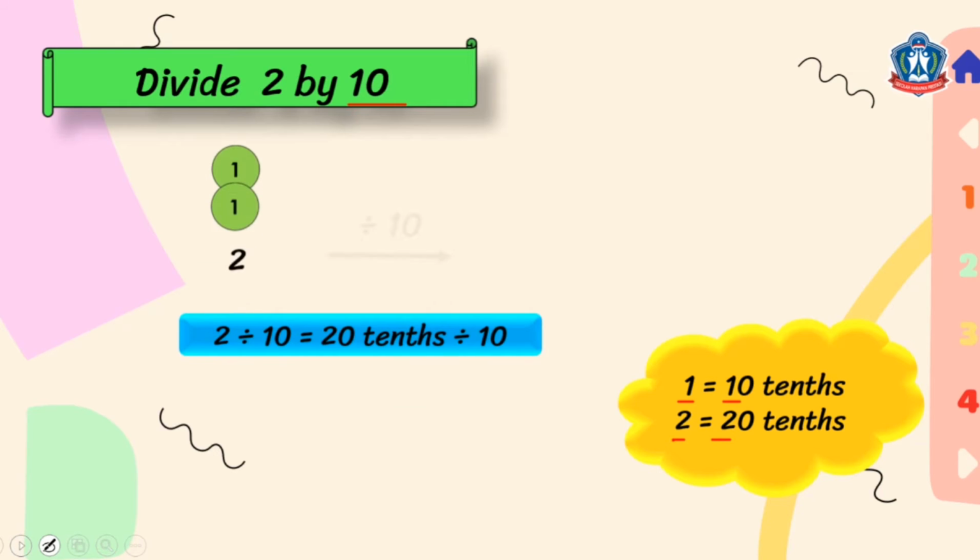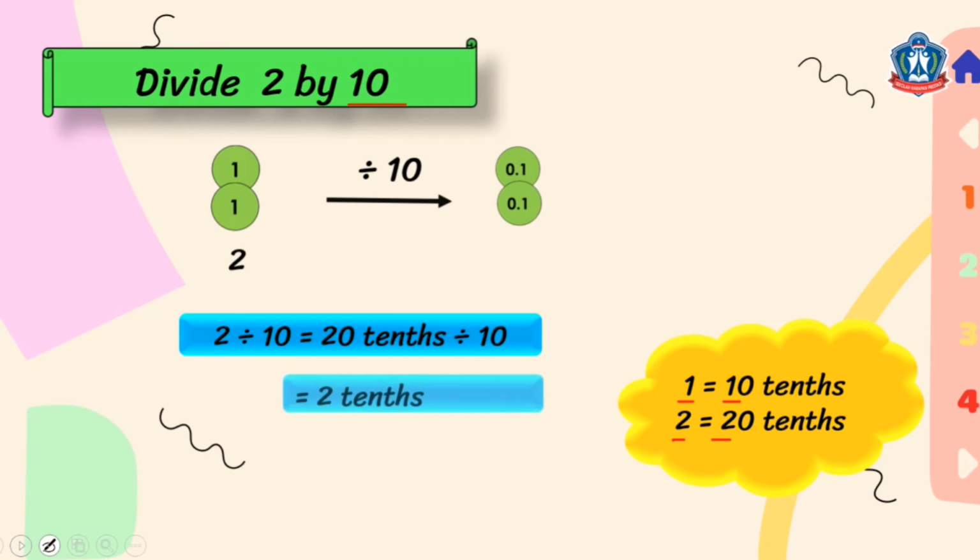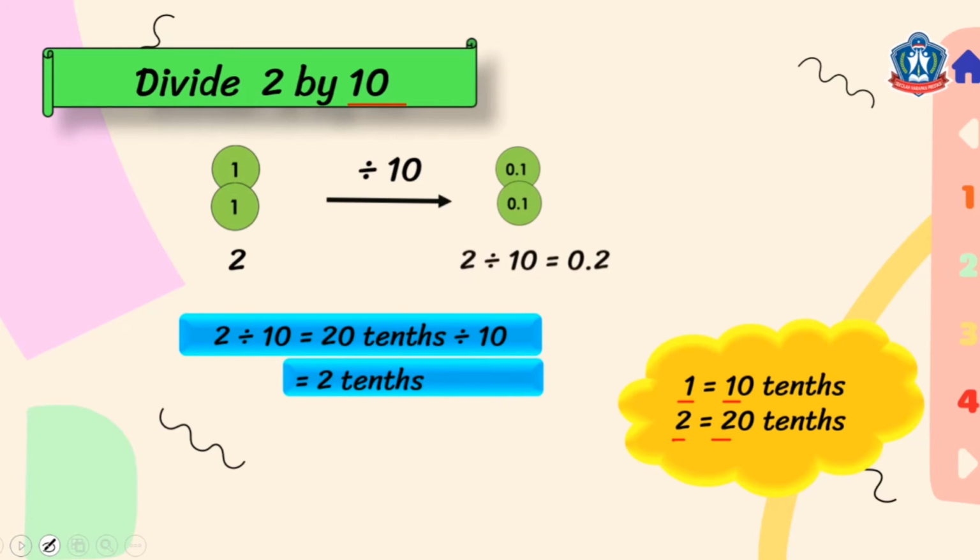So if we have 2 divided by 10, look at our answer. That is a decimal. How to read this number? That is 2 tenths. And how to write it in decimal form? 0.2. 2 tenths. So 2 divided by 10 is 2 tenths.